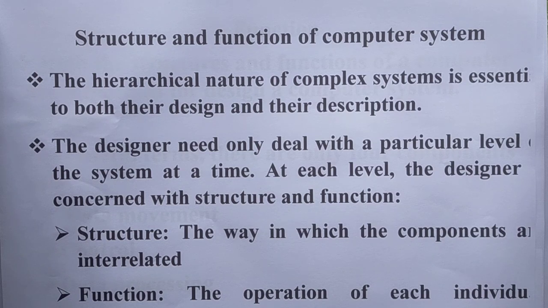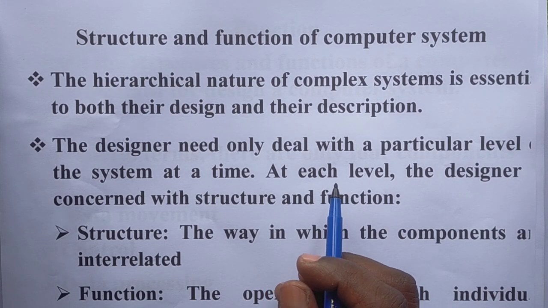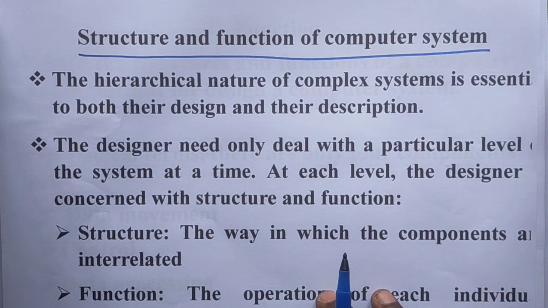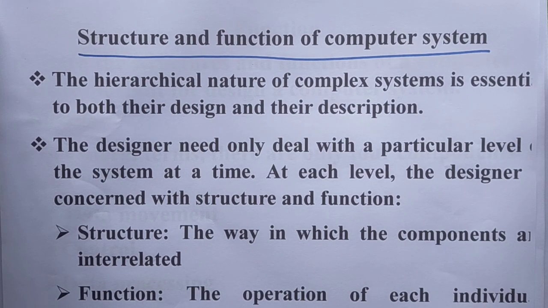Today I will discuss another topic, that is structure and function of a computer system. That means different categories of structure and what the functions are, not functional units, actually different functions of a computer system. In this topic, we will discuss some complexity of systems and some essential components of systems, and how both structure and functions are involved in any computer system.